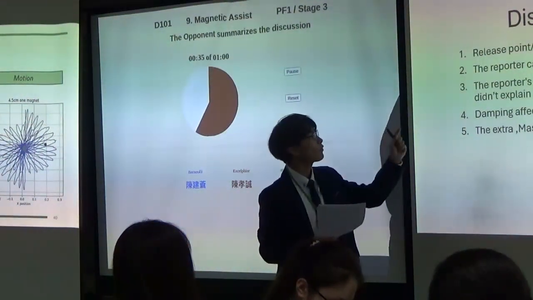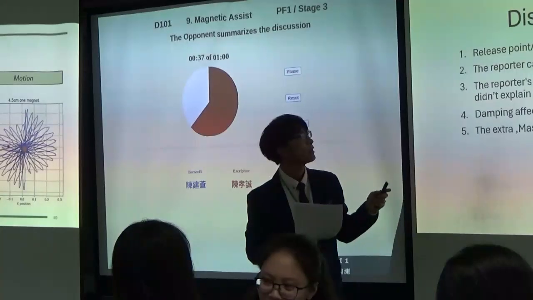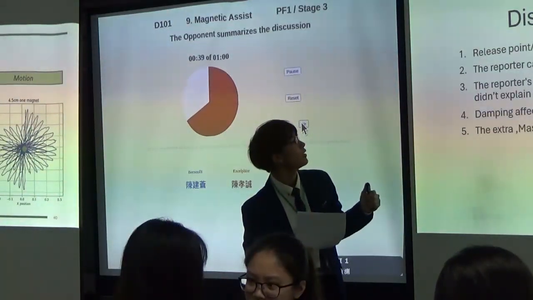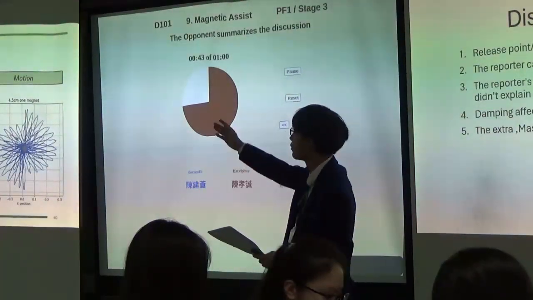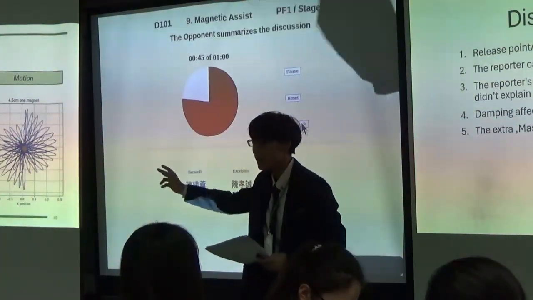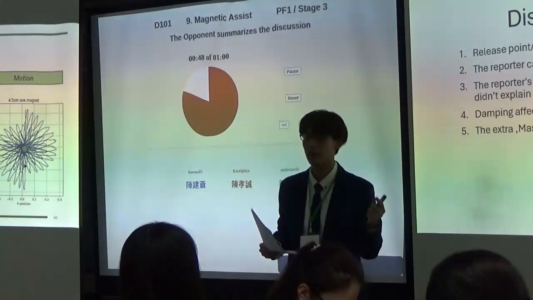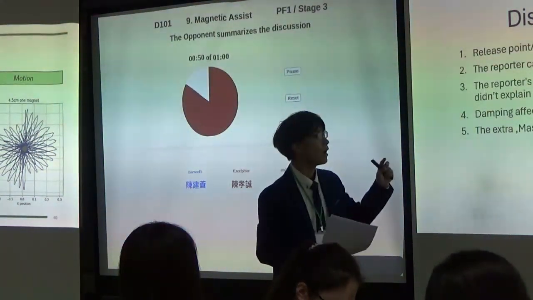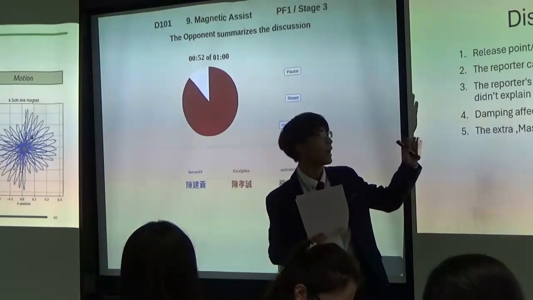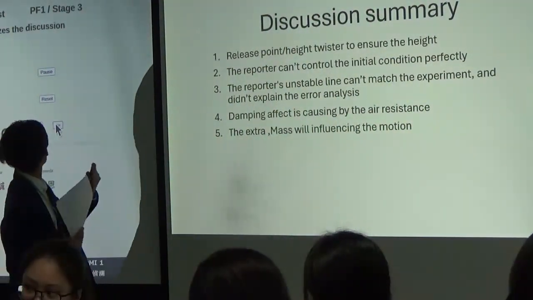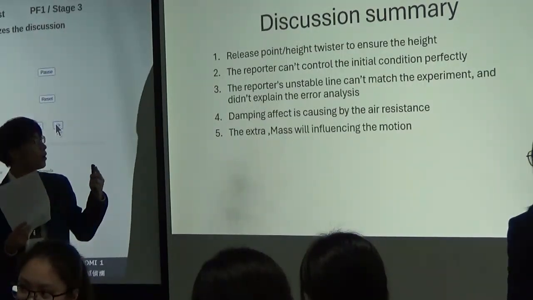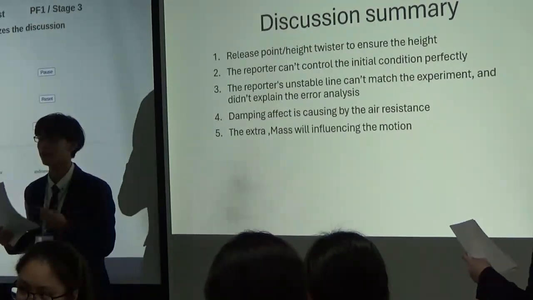For the third point, the reporter's theoretical line can match the experiment, and then explain the error analysis. The opponent showed the graph in his report, and there were some differences between the theory and the experiment, so the opponent suggests having an error analysis next time. We agreed that the damping effect is caused by air resistance, and that the extra mass probably influences the motion.